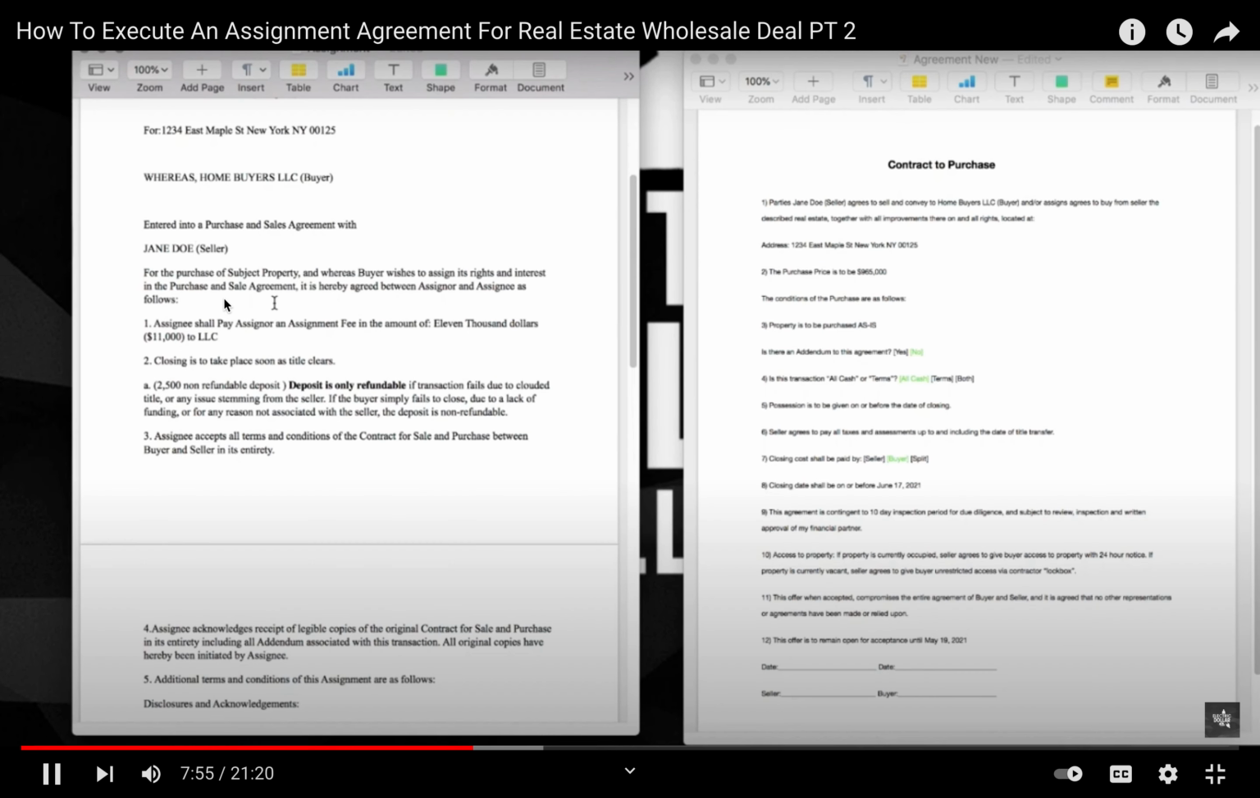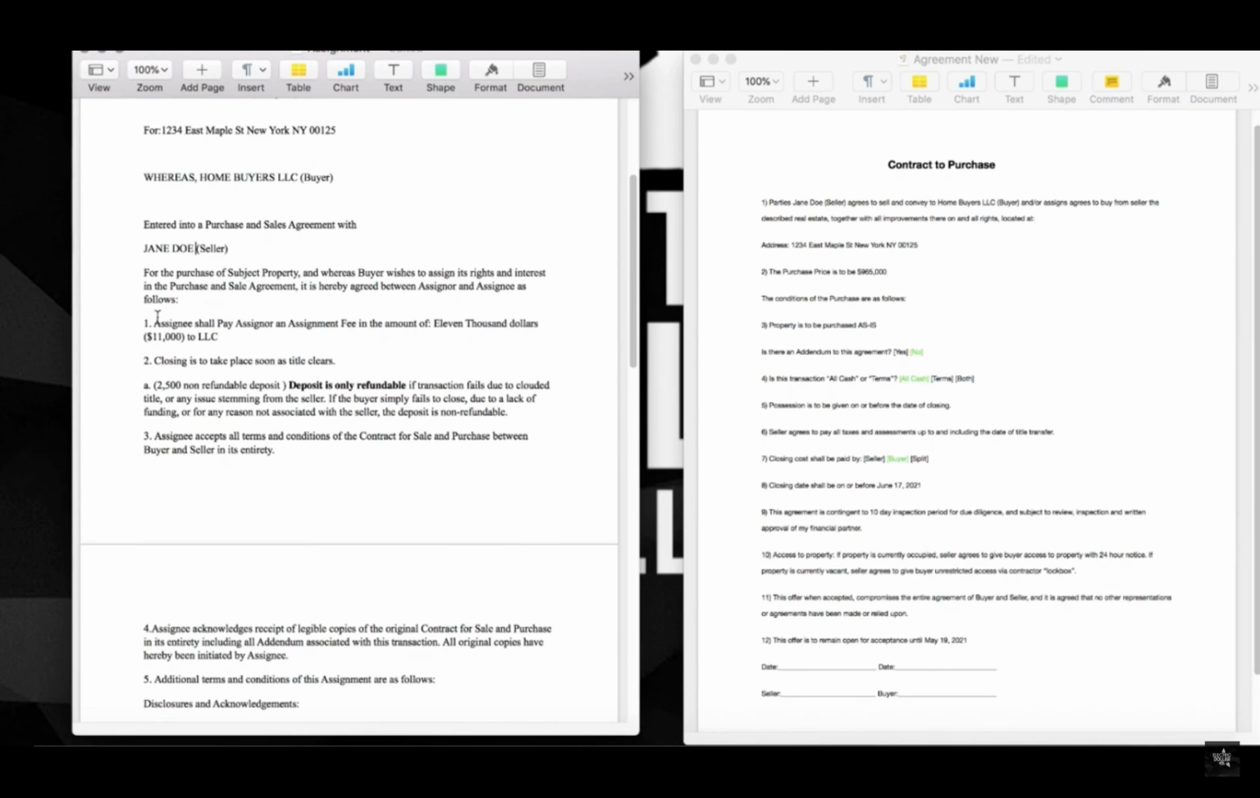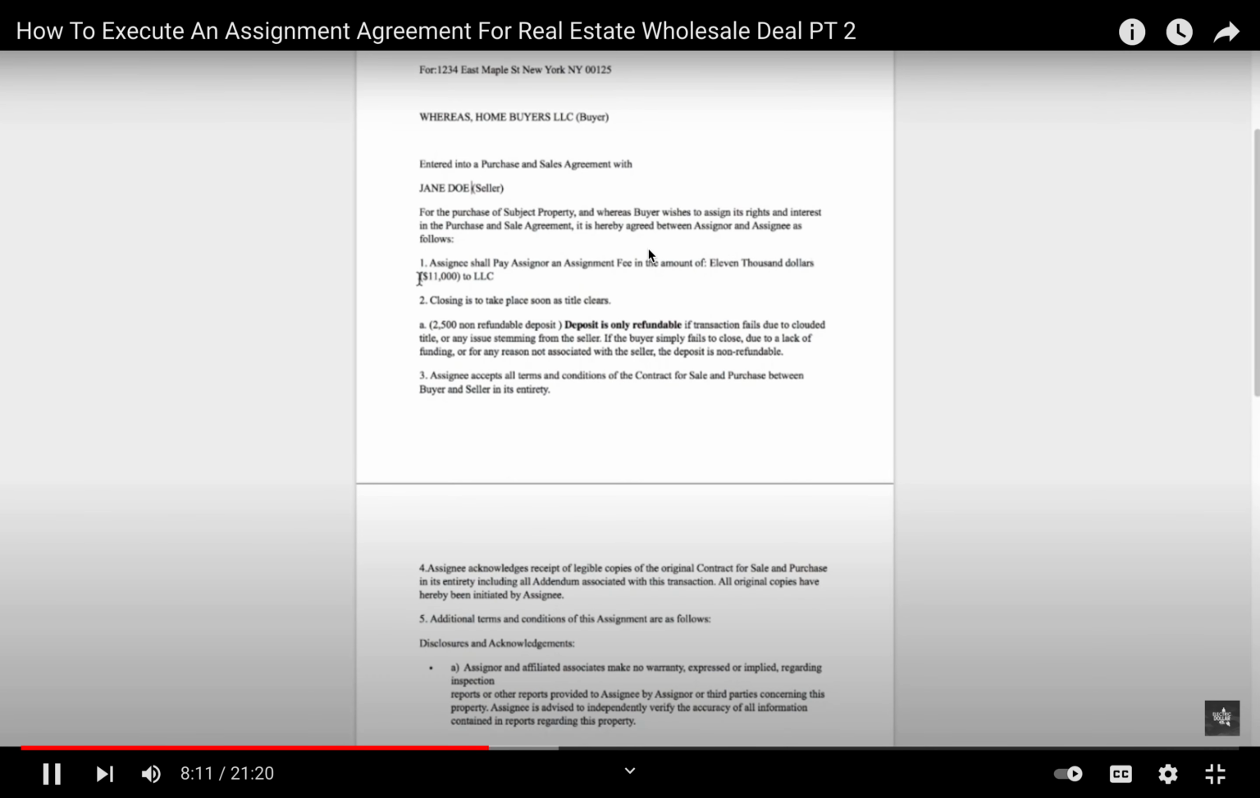And then you have just information right here for the purchase of subject property, and whereas buyer wishes to assign its rights and interests in the purchase and sale agreement, it is hereby agreed between assignor and assignee as follows. So this is between you and your end buyer. You're the assignor and your buyer is the assignee.